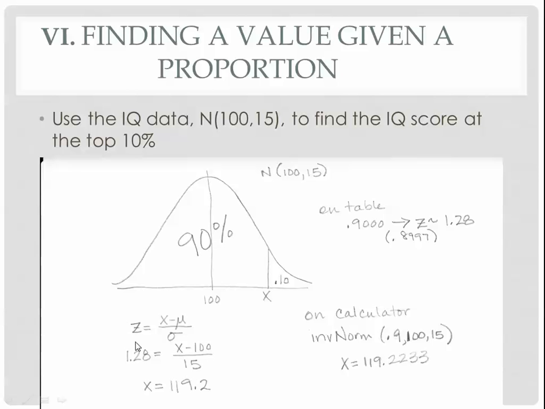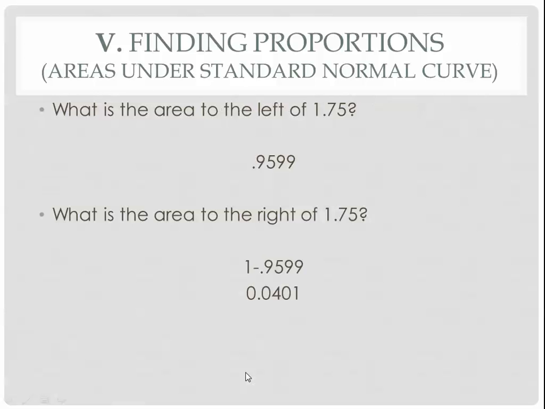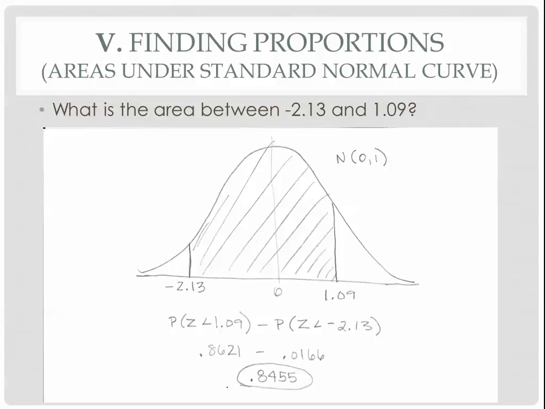Well, I can use this formula if I know z, and I do know z because I can figure out where the z is that has 90% lower than it. Unfortunately, I look on the table and you'll see the closest I'm going to come is 0.8997 because I only go to the hundredths place in the z's. I'm going to get 1.28. I'm going to go ahead and put that in and solve for x, and I get x equals 119.2. 10% of the population scores higher than that on this IQ test.